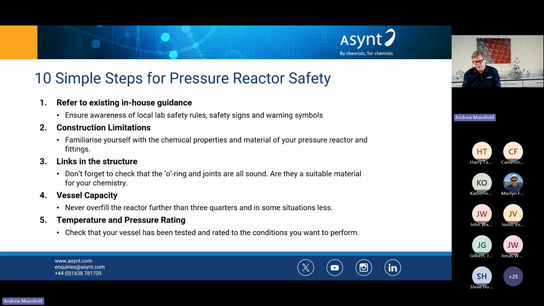Does it have the right material? Does it have the right safety aspects as far as pressure release valves in place? I've said links in structure, so it's not just the reactor construction, but it's things like links to temperature sensors or gas valves or even O-rings. All of these things need to be inspected before we carry out. We shouldn't underestimate all of that.